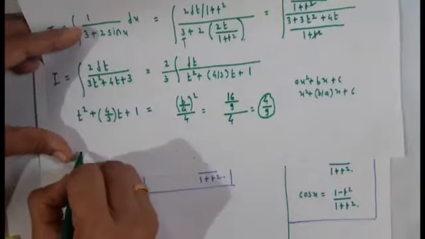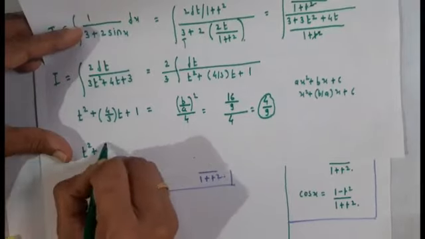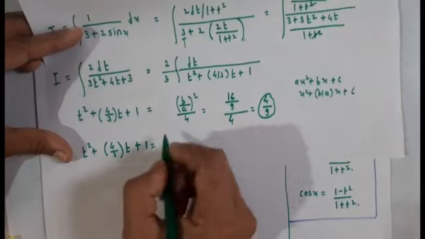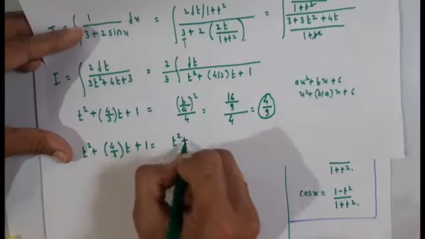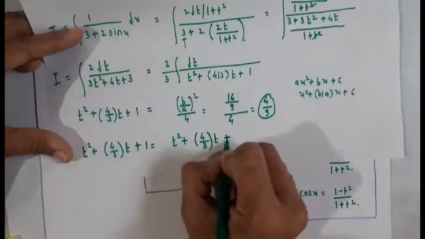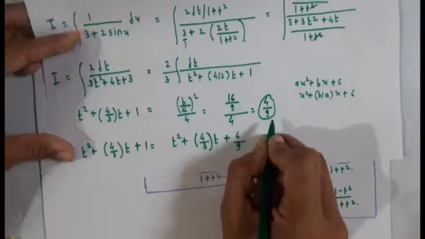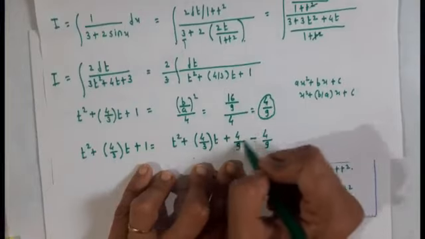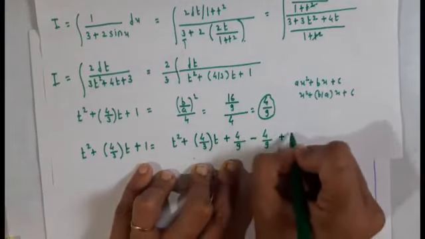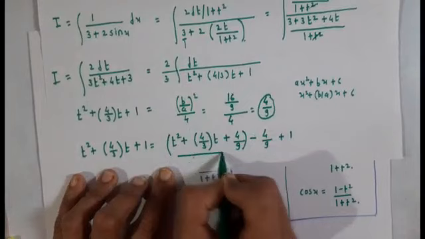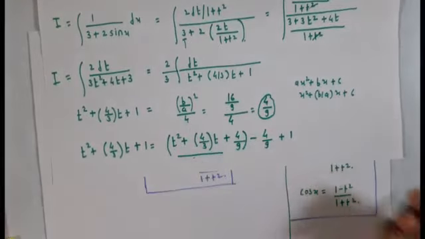Okay students. Now we can adjust the term, that is t square upon 4 by 3t plus 1. This is equal to t square plus 4 by 3t plus 4 by 9 minus 4 by 9. We have adjusted the term 4 by 9, that's why plus and minus, and plus 1. Now in the first bracket this is the complete square, and in the other bracket we have to calculate the value.